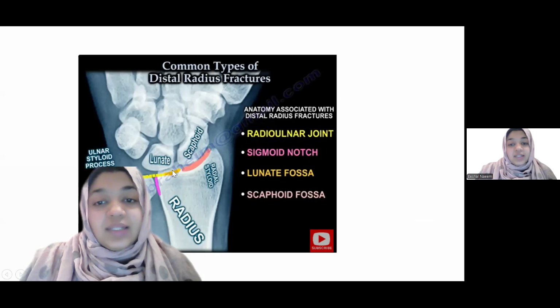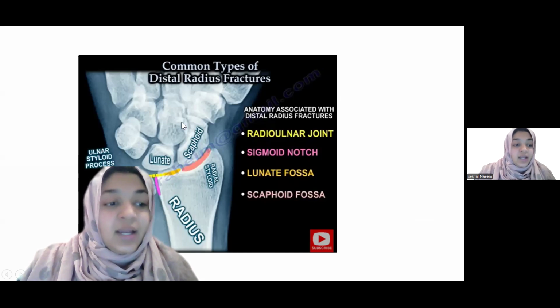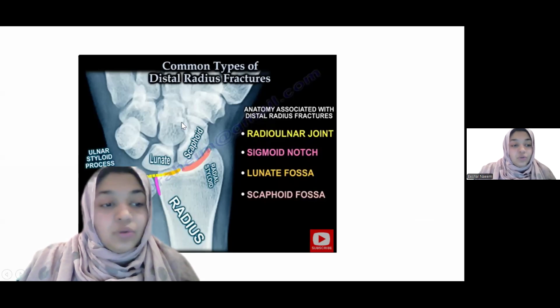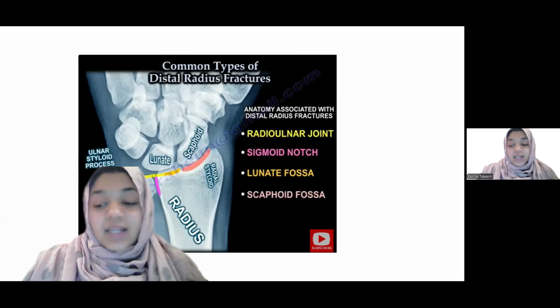So as you can see, this is the radio-ulnar joint. This is the sigmoid notch on which the ulna articulates with the radius. This is the lunate fossa, and this is the scaphoid fossa present on the radius for the wrist joint. And this is the ulnar styloid process. If you know these bones on the X-ray, it will be easy to study the next fractures that are coming up.